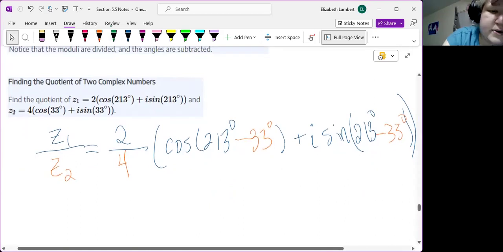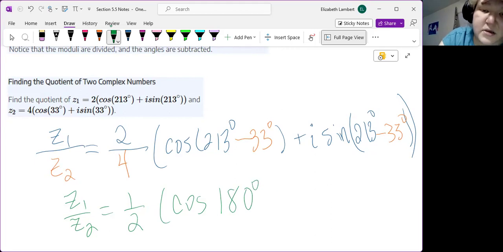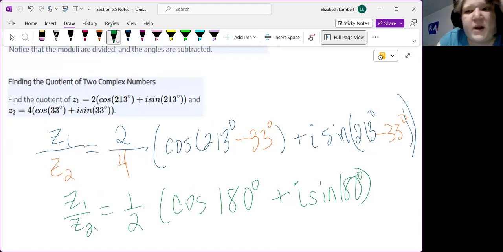All right, so Z1 over Z2 is 1/2 cosine of 200 minus 20 is 180. Oh, well, isn't that rather silly? Plus i sine 180. This is literally just the number negative 1/2. Cosine of 180 is -1, sine of 180 is 0.